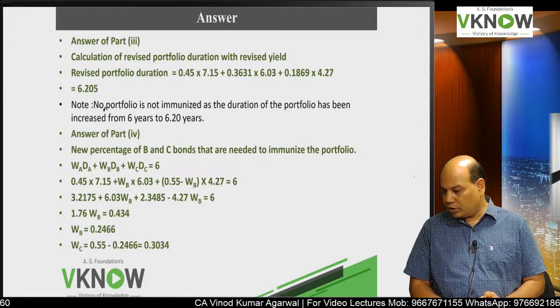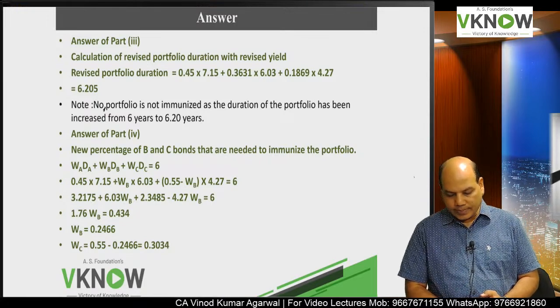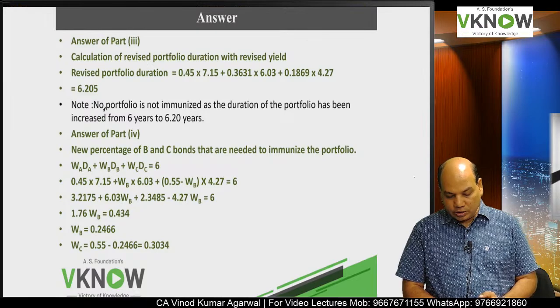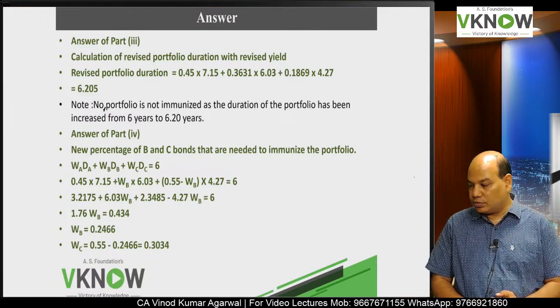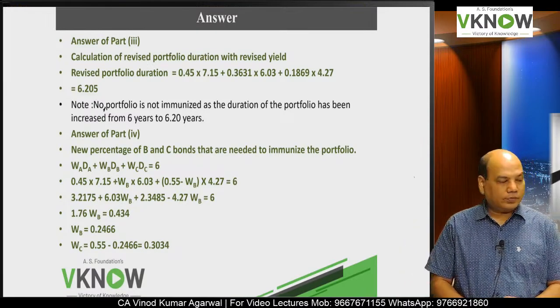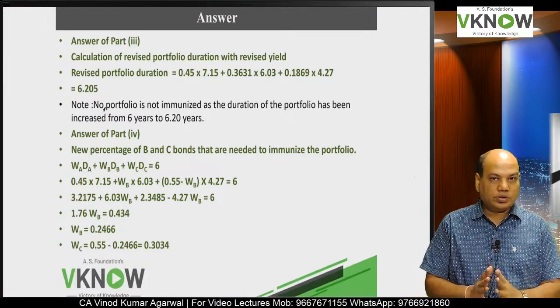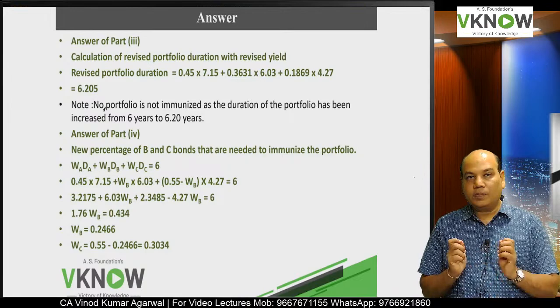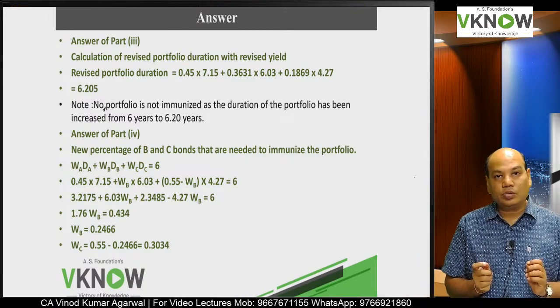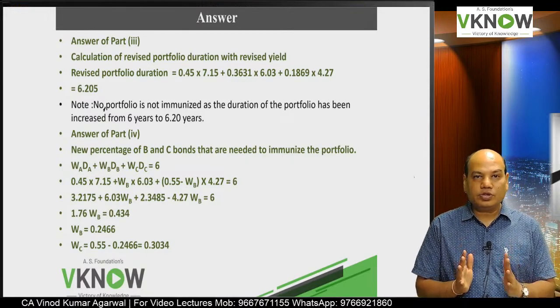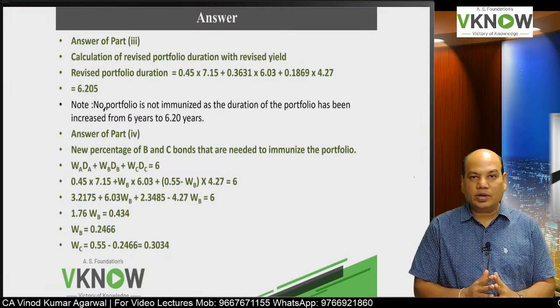So what will be weight of C? Weight of C will be 0.3034. That was a very easy question, but if you have practiced well in advance, you can do it. These are the type of questions you can get in the exam again.